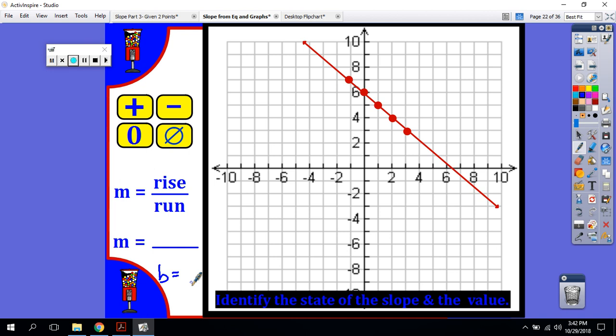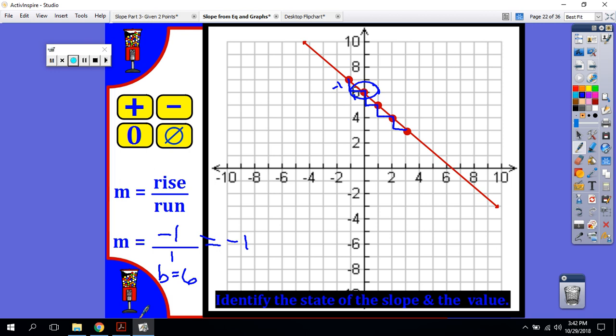All right, here we go. We're starting on the left side of our graph. Here's the first point. Down 1, right 1. So that'd be -1, +1. Down 1, right 1. Simplify. What's -1 divided by +1? -1. Now we find our y-intercept. Follow your y-axis up, and it crosses at +6. All right, now we're ready to write our equation.